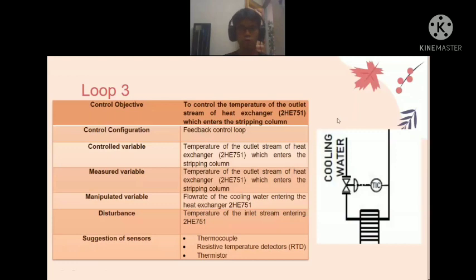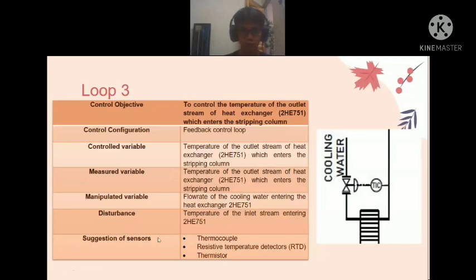So today I'm going to talk about Loop 3. Here is the diagram for Loop 3. The control objective is to control the temperature of the outlet stream of the heat exchanger, and the control configuration is feedback loop control. The control variable is the temperature. The measured variable is also the temperature of the outlet stream, so the same one. The manipulated variable is the flow rate of the cooling water. The disturbance is the temperature of the cooling water.